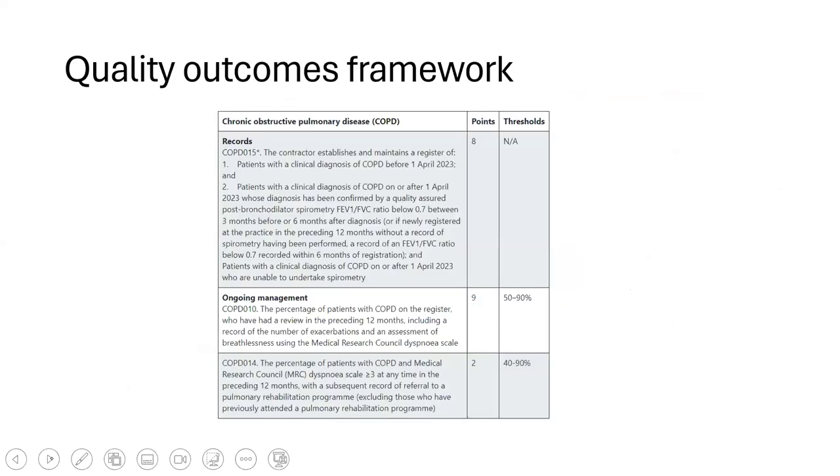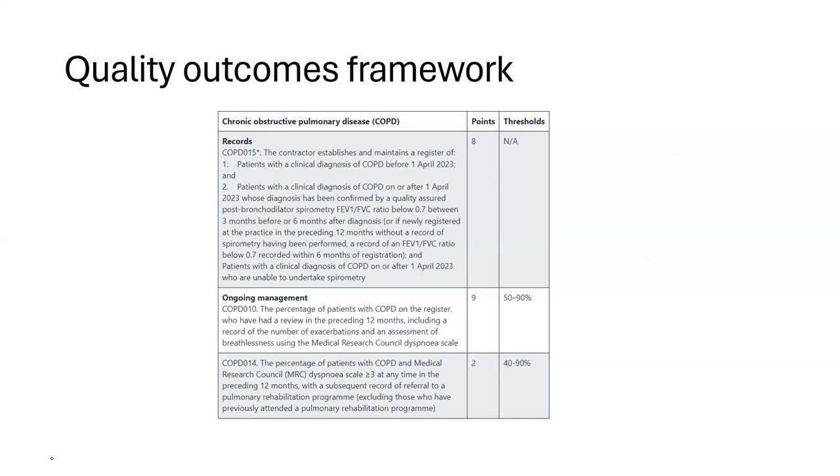In general practice, we have this thing called the Quality and Outcomes Framework. I'm sure you've heard of it. This year, there's very few points. They've reduced it and it's slowly being reduced. So we had these points. We got 8 points if you could just maintain a register. And you have to do a spirometry within 3 months before diagnosing, or within 3 or 6 months after diagnosing, you can do that. And their FEV1/FVC ratio should be less than 0.7.